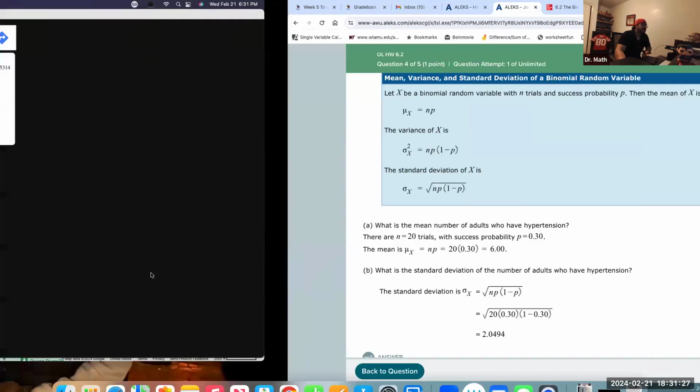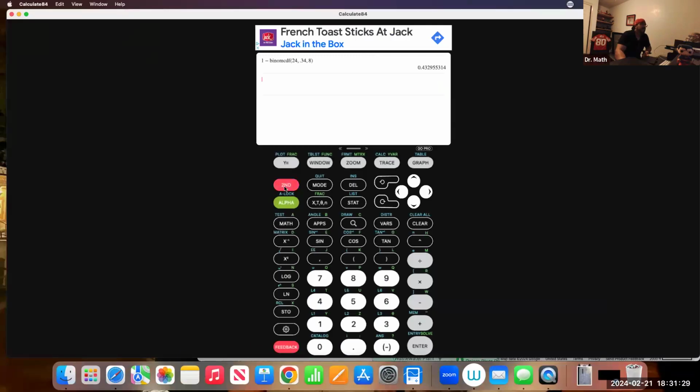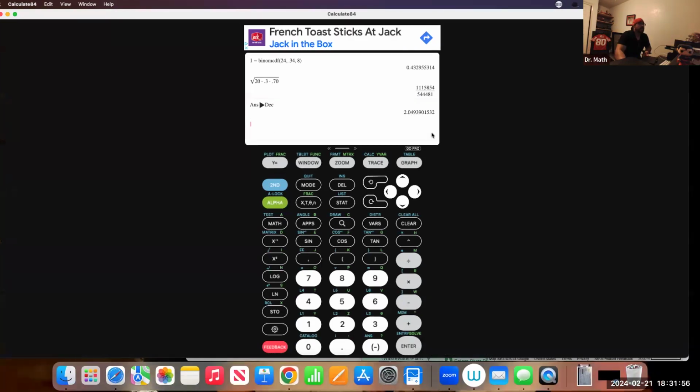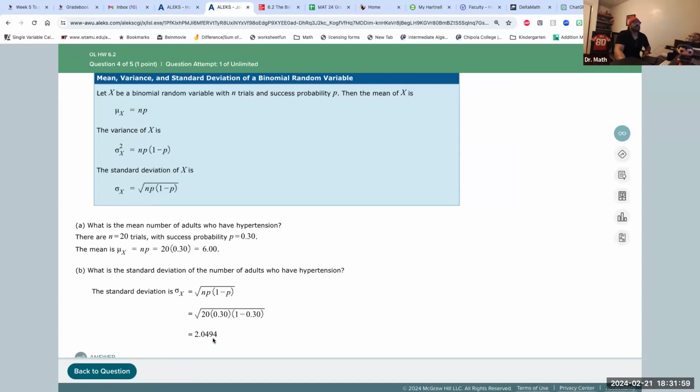If you want to see it on the calculator, second, this is my square root button, and I do 20 times 0.30 times 0.70. I could just put 0.7 and 0.3. It doesn't matter, just in case you're wondering. If you ever get something like this, to change it to a decimal, just go to math, and then right here, decimal, hit enter. And there's 2.049. All right. So that's how you calculate the standard deviation.